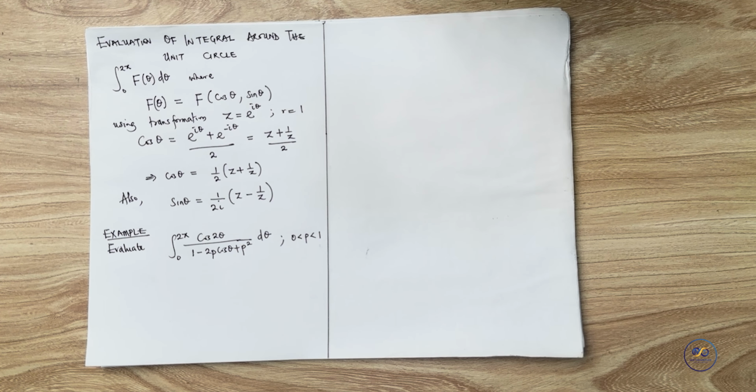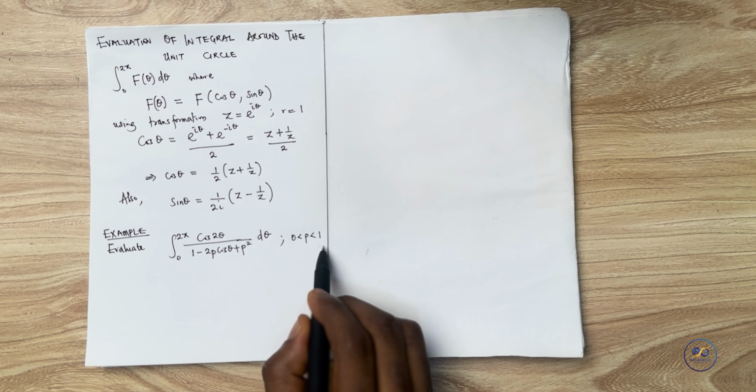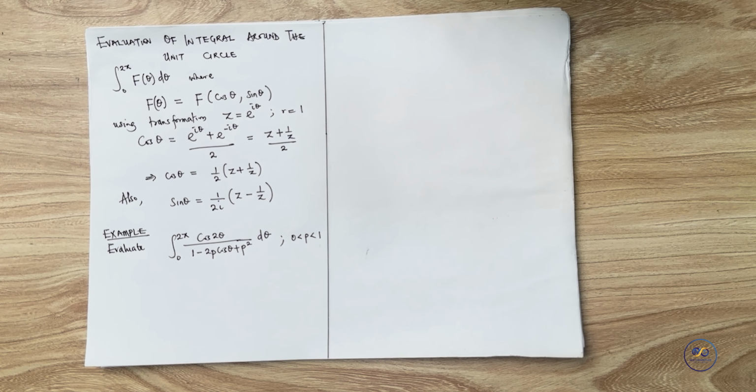We have to evaluate the integral from 0 to 2 pi of cos 2 theta divided by 1 minus 2p cos theta plus p squared d theta. And then we have a special range of values for p, which is from 0 to 1, open on both ends. So 0 less than p less than 1.